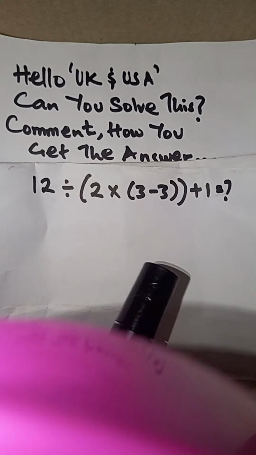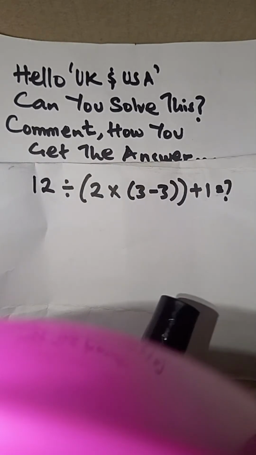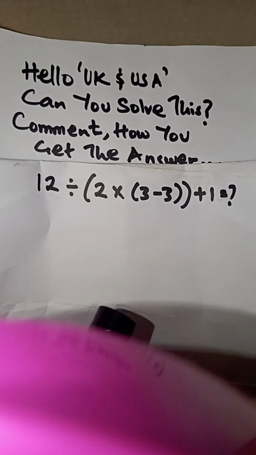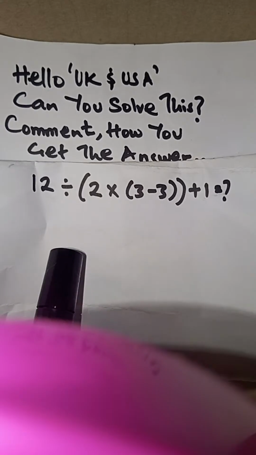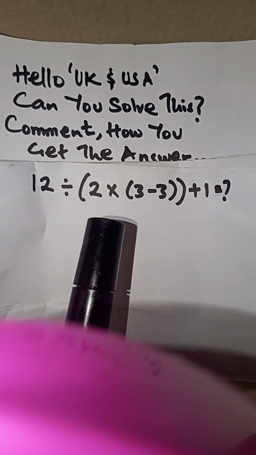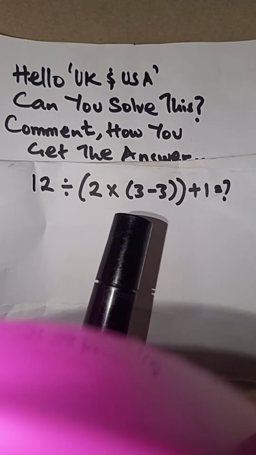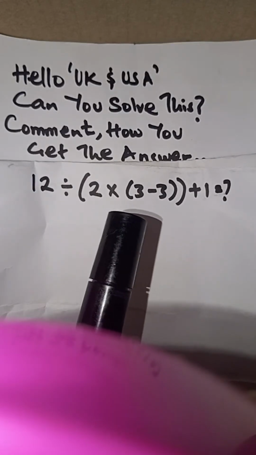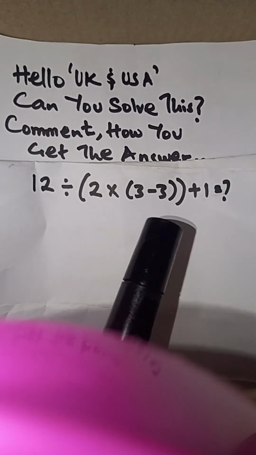So here we have an amazing one. Taking 12 and dividing it by 2, multiplied by the product of 3 minus 3. What do you think the solution to this is?